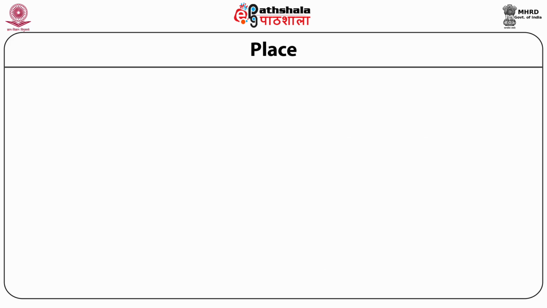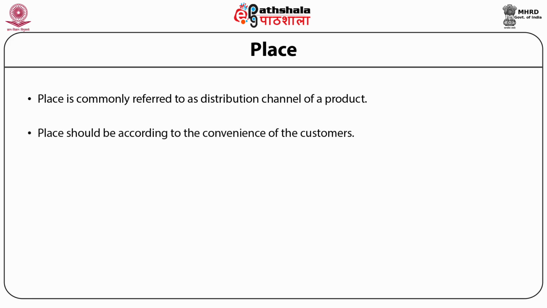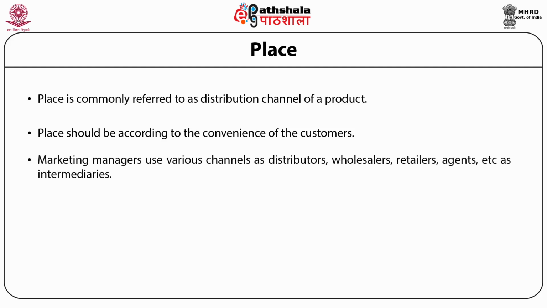Place is another important component of the marketing mix, and in this context, place is commonly referred to as the distribution channel of a product. Place should be according to the convenience of the customers or users of the library services. Marketing managers use various channels such as distributors, wholesalers, retailers, agents, etc. as intermediaries to deliver their products, services, or processes.